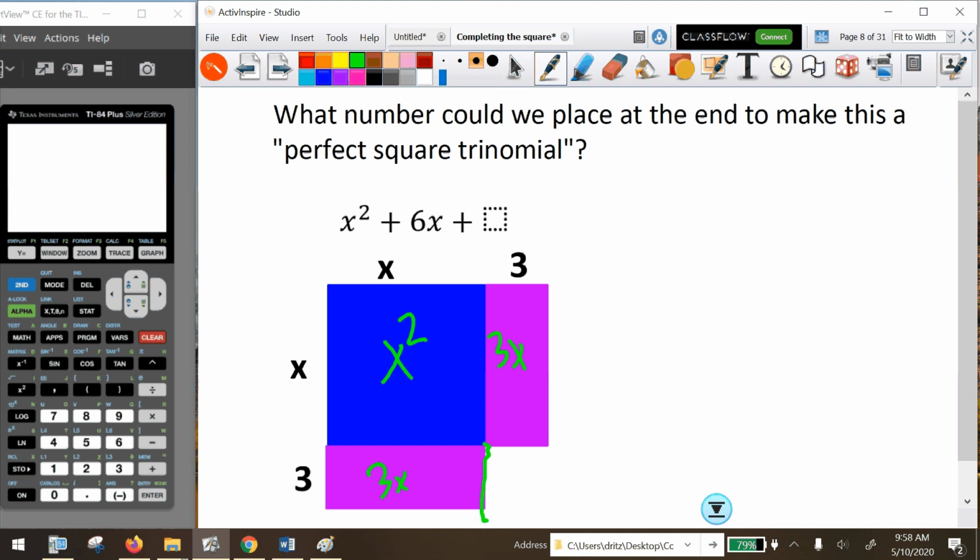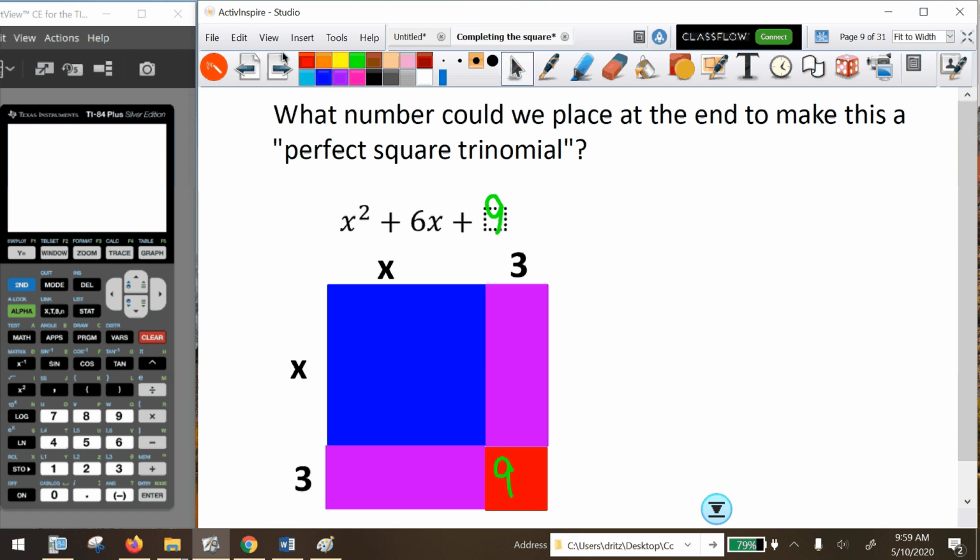And the question is, what would we have to put in here to make this add up to a perfect square? Well, you can see that this has an edge length of 3, and an area of it would be 3 times 3, which is 9. So that's our answer. The number that would have to go in here to make this a perfect square is 9. And do you see why they call this technique completing the square? We had this missing piece, and we had to fill in the gap to make this a nice perfect square. They call this technique completing the square.